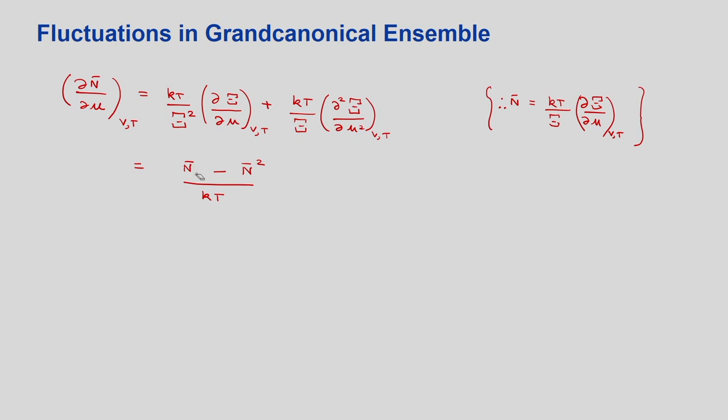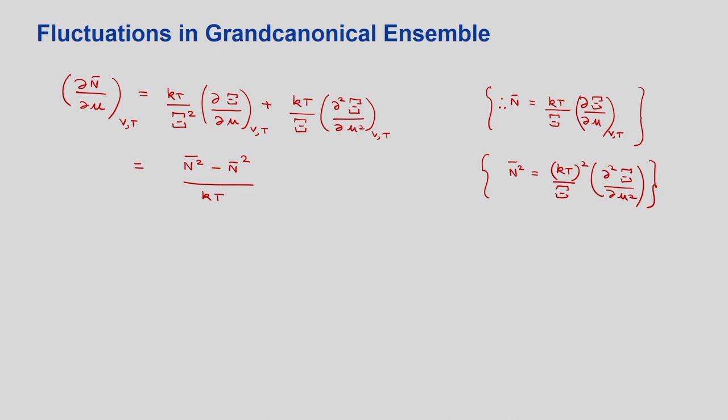I just want to mention what these points signify, when the bar is on top of n and when the bar is outside n. This is nothing but n square bar minus n bar whole square. Because n bar you know is this, and in the previous expression we also got an expression for n square bar. So I've just replaced it. If I want to write it, it is nothing but n square bar by kT, and this is n bar square by kT.